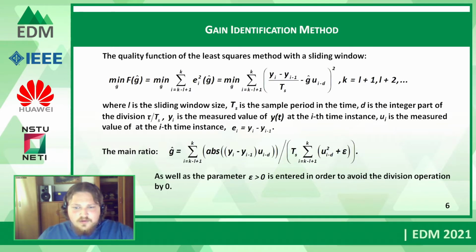The identification block used the least squares method with a sliding window. The method used is based on minimizing the following functional. Since the values of the state variables are processed as samples, the derivative with respect to Y is replaced with an expression according to the finite difference method. Expressing the estimate G from this expression, you get the following expression.